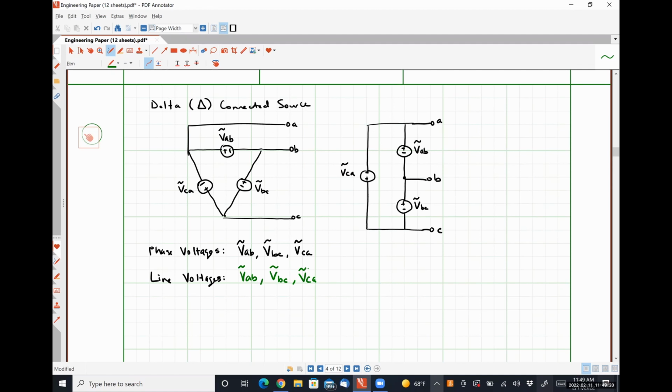Later on, when we're looking at full systems, we'll see that for Y-connected loads and sources, the line currents and the phase currents represent the same quantity. But anyway, we'll get there. So just for the sake of argument here, let's call this guy VAB, this guy VBC, and we can do the same thing here.